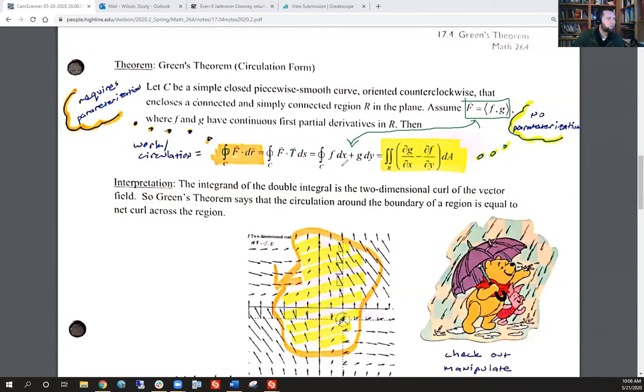And so what this formula says is that the work or the circulation is equal to the double integral of the partial derivative of G with respect to x, minus the partial derivative of F with respect to y. This quantity right here is the two-dimensional curl of a vector field.